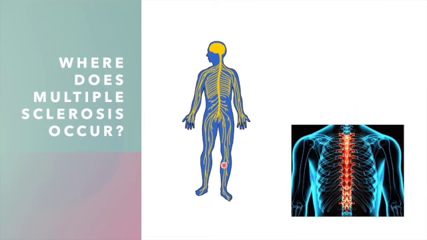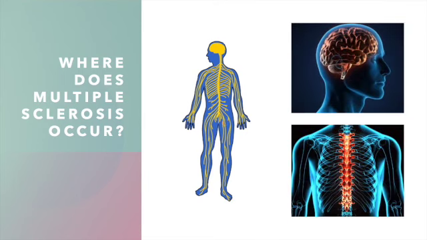Where does the damage occur? Nerve damage may occur anywhere in the spinal cord and or brain, which is the reason why MS symptoms vary from person to person, depending on the severity of the autoimmune response and the location of the attack.